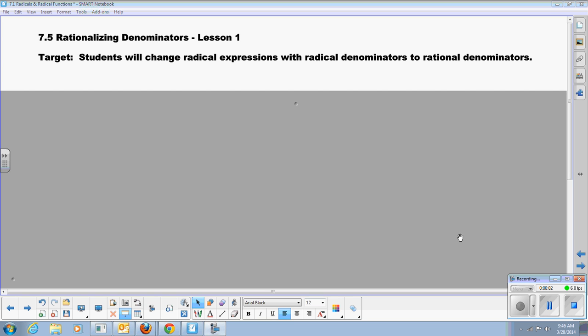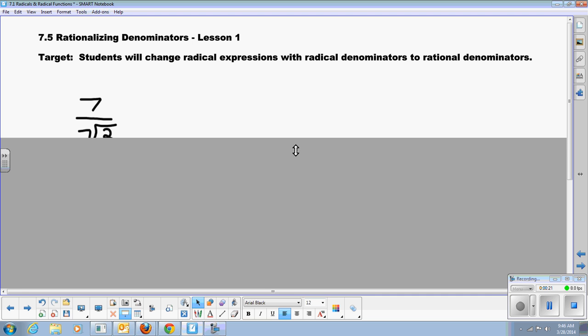Moving on to 7.5, our friend rationalizing denominators. Our first lesson with this. Rationalizing denominators essentially means you're going to be working with an expression that has a radical in the denominator, and we don't want a radical in our denominators. I want to know if I'm working with thirds, fourths, fifths, or halves, what I'm working with.